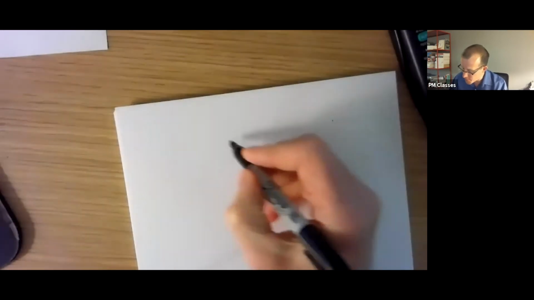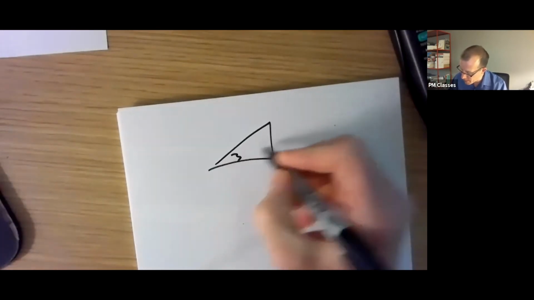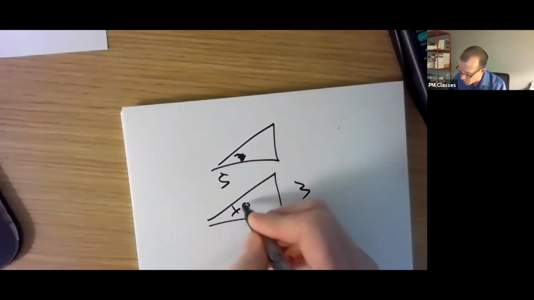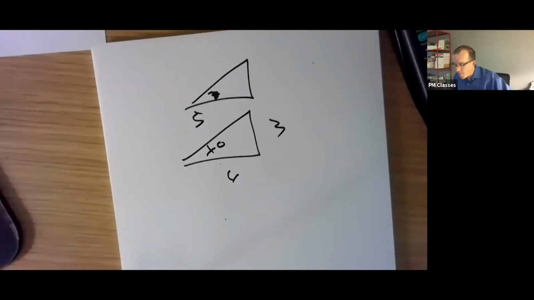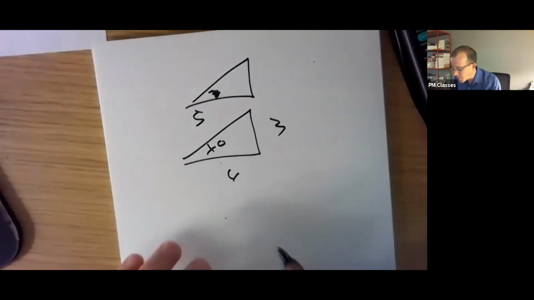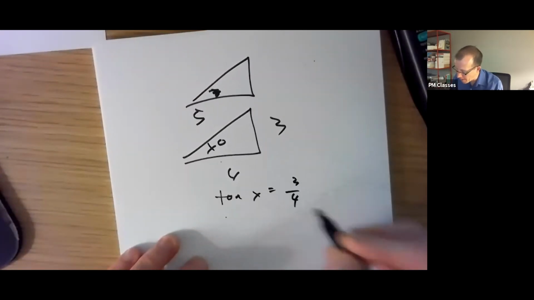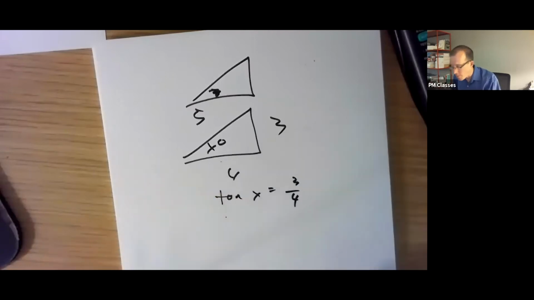So you could have something, if this is 3 and 4 and 5, you might want to know what's that angle. Well, the way that we could do that angle, let's say we're going to use tangent. I could write the tangent of x equals 3 over 4.